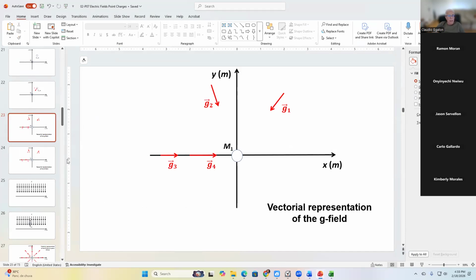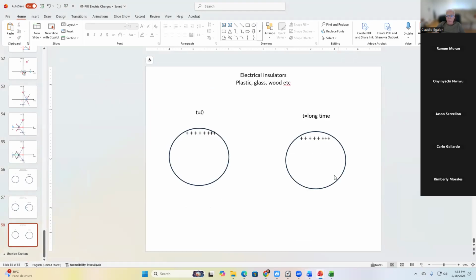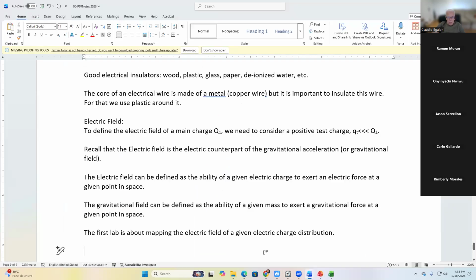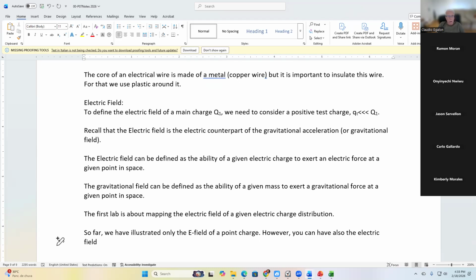Okay. So what you have seen so far, we have illustrated only the E field of a point charge. However, you can also have the electric field of an arrangement of multiple charges.